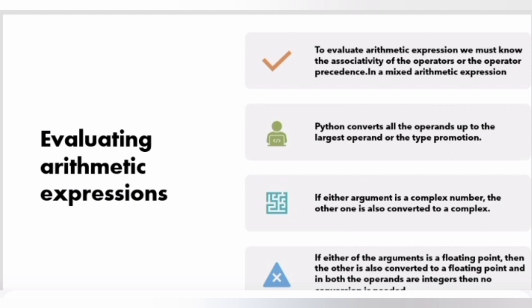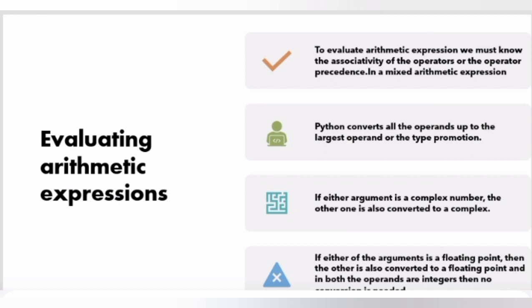Now, evaluating arithmetic expressions, the most important thing is that we have to look at the precedence of operators and the associativity of the operators in a mixed arithmetic expression. So, as in maths also, we give importance to any expression which is present within braces. Similar is the case with Python also. If either argument is a complex number, then the other one is automatically converted into a complex number. That means the output then comes out to be a complex one.